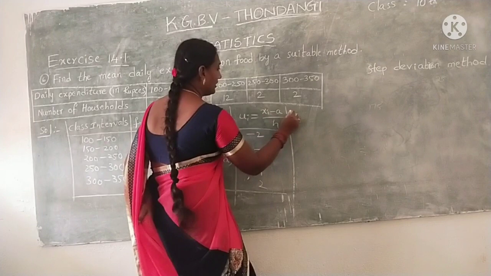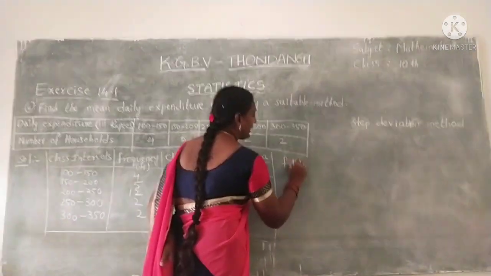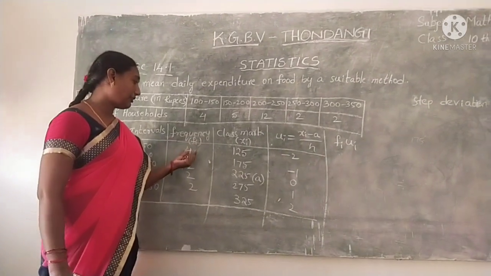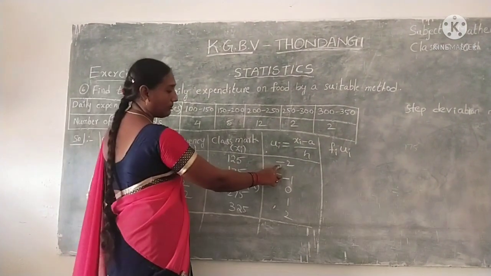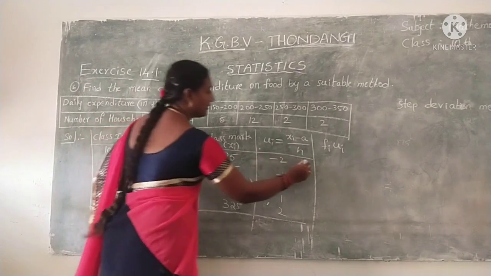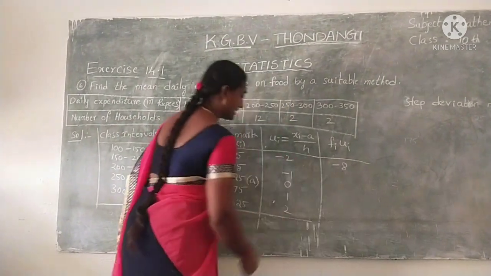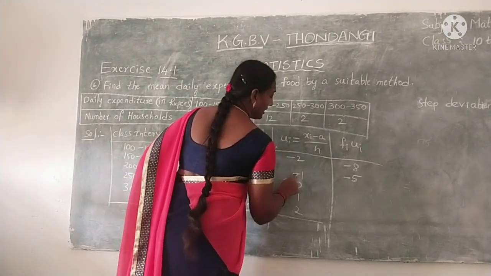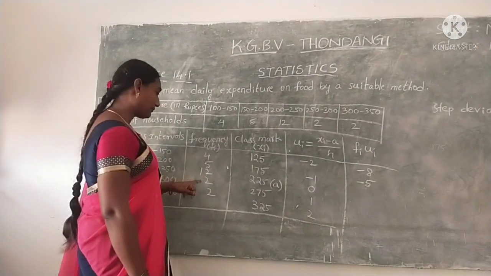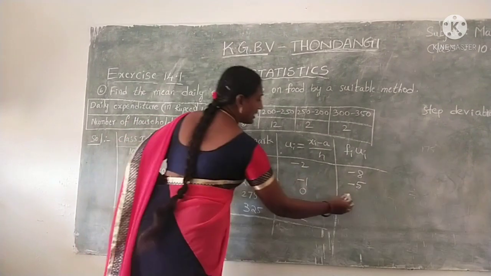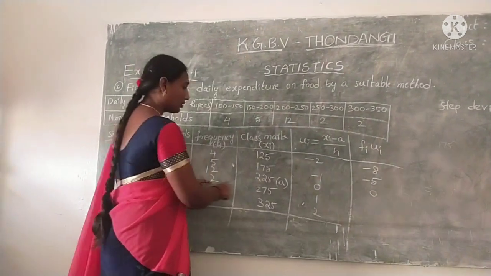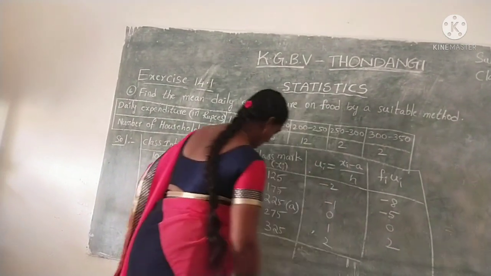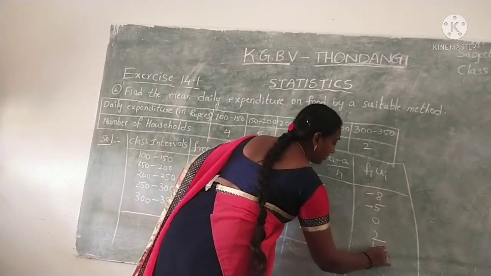Then the next column is fi ui. What is the value of fi ui? That means fi is 4 here, ui is minus 2. 4 times minus 2 is minus 8. Next one, 5 ones are negative here, so that is negative 5. Next, for zeros are 0. 2 ones are here, 2 ones are 2, 2 twos are 4.